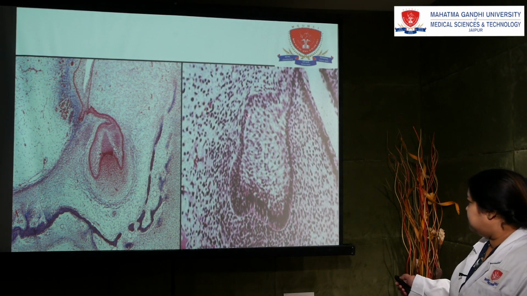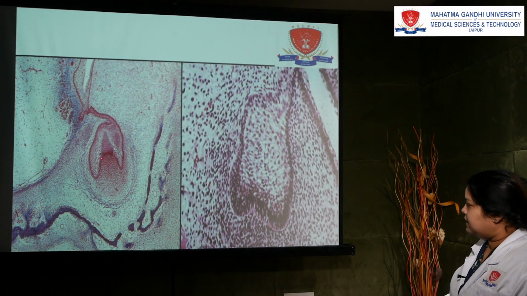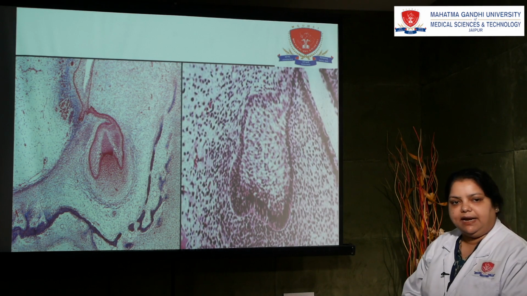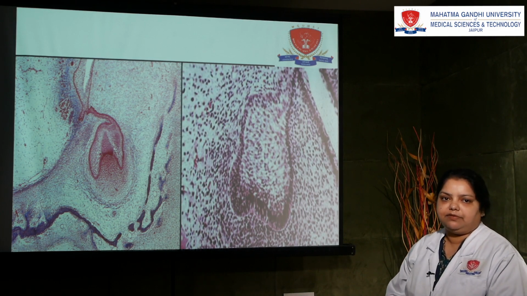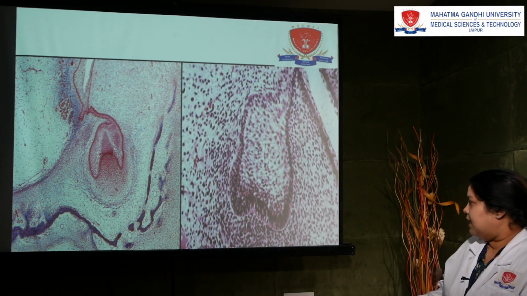Here you can see this is the outer enamel epithelium and this is the inner enamel epithelium, and this is the concavity. Here we can see the tall columnar cells at the concavity and the cuboidal cells at the outer enamel epithelium. The outer enamel epithelium is surrounded by the dental sac, whereas the inner enamel epithelium is surrounded by the dental papilla. Dental papilla will give rise to the dentine and the pulp, and dental sac will give rise to the periodontium, the cementum and the alveolar bone.